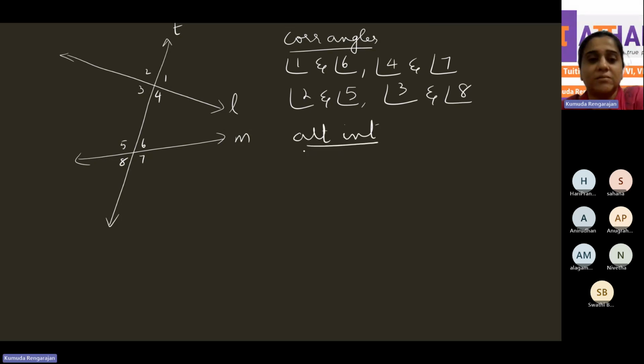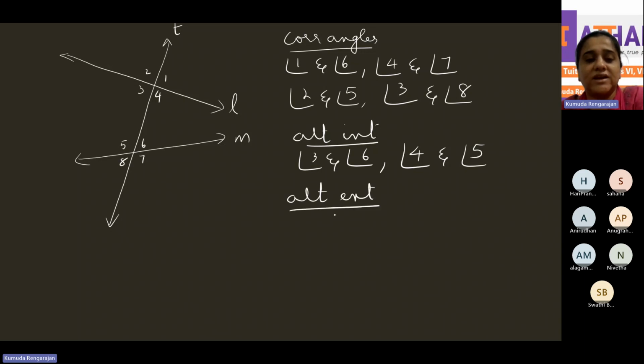Alternate interior angles. Angle 3 and angle 6. Then angle 4 and angle 5. Alternate exterior angles. Angle 1 and angle 8. Then another pair. Angle 2 and angle 7.